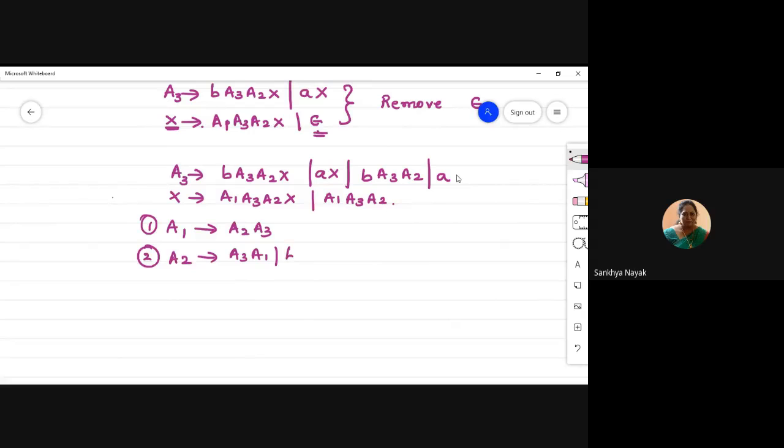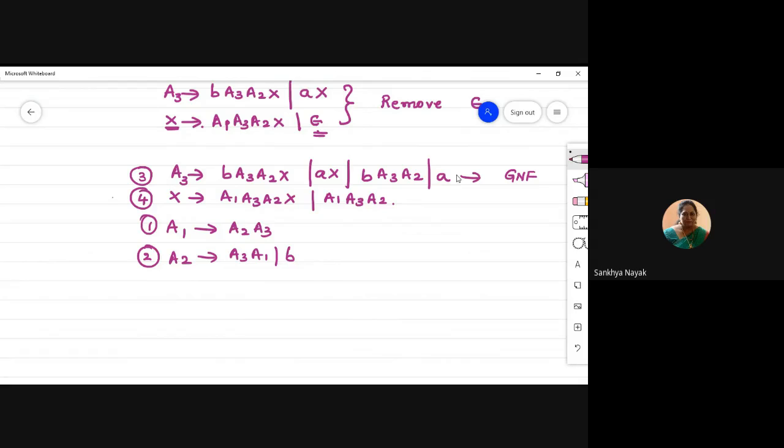Okay. And the third production, we broke it into two parts by substituting and removing the recursion. This becomes 3 and 4. Now let us see if anything is already there in the GNF format. Yes, this is already there in the GNF format. This is already there in the GNF format.